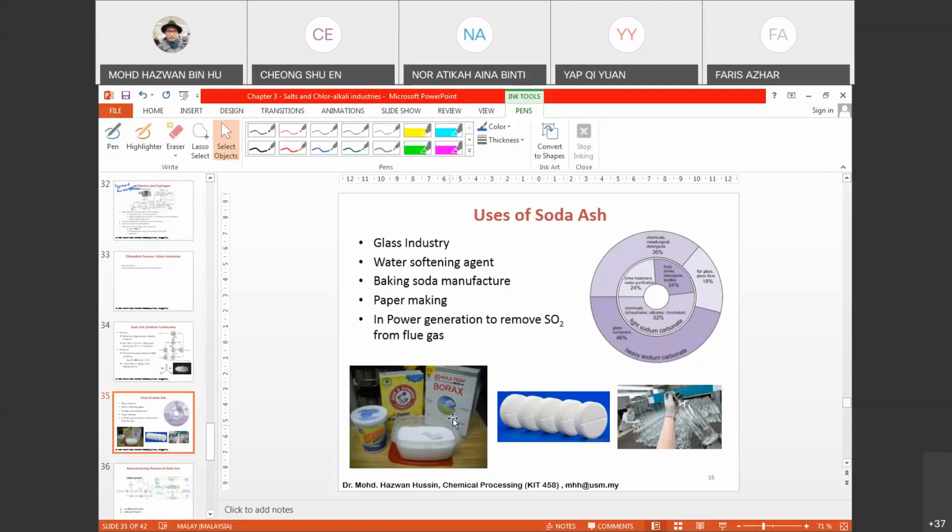In some places, especially in Europe or in the US, people use borax when they wash their clothes. They just add probably 1 cup or 2 cups of borax in the washing machine before they add the detergent. The reason is to ensure that the clothes washed in the washing machine will be clean. All right.